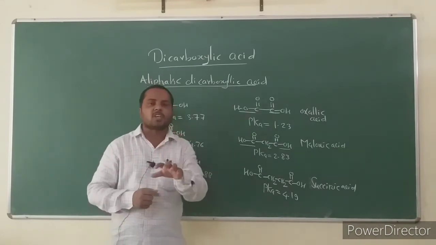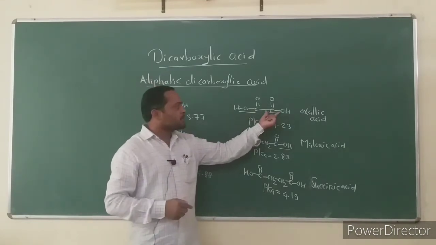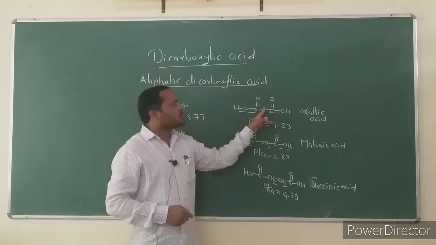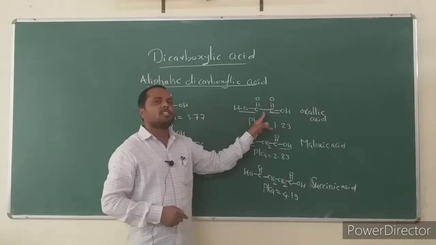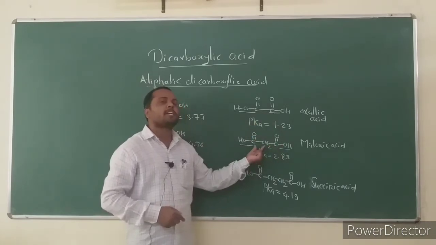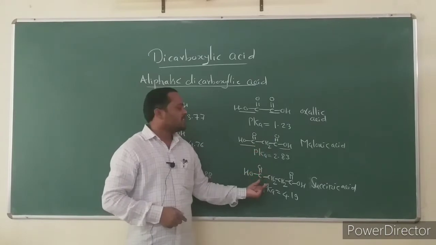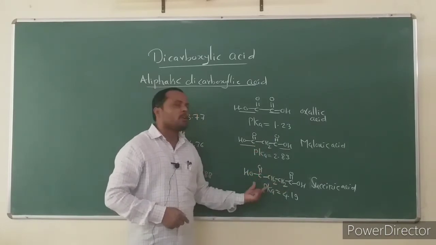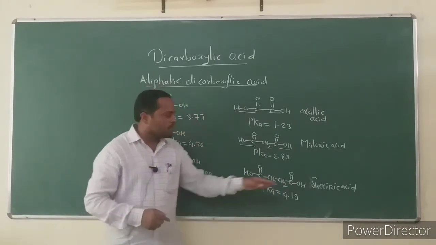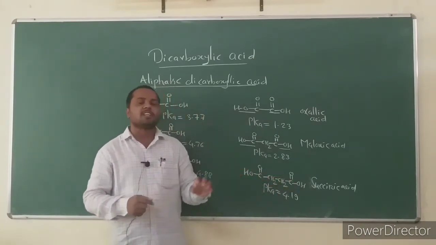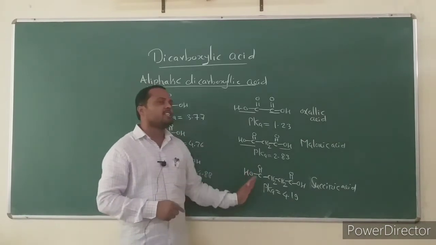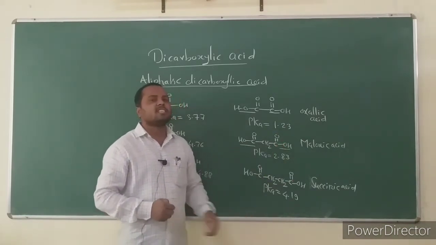Inductive effect depends on distance. As the distance between two carboxylic groups increases: these two carboxylic groups are separated by only a single bond in oxalic acid. In malonic acid, two carboxylic groups are separated by two single bonds. In succinic acid, two carboxylic groups are separated by three single bonds. As the distance between two carboxylic groups increases, the minus I effect decreases, and as the minus I effect decreases, the acid strength decreases.